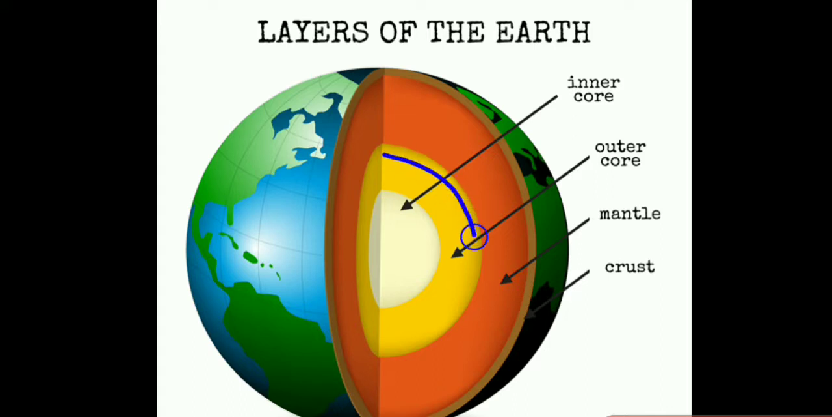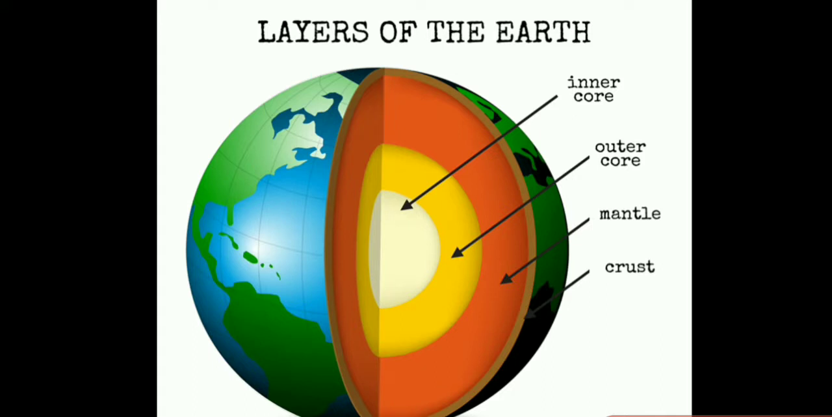Okay, the mantle is a very thick layer, and below the mantle, you can see here, after the mantle, is the core. This is the core. So below the mantle is the core, and it is the center of the earth. If I ask what is the center of the earth, your answer will be core.